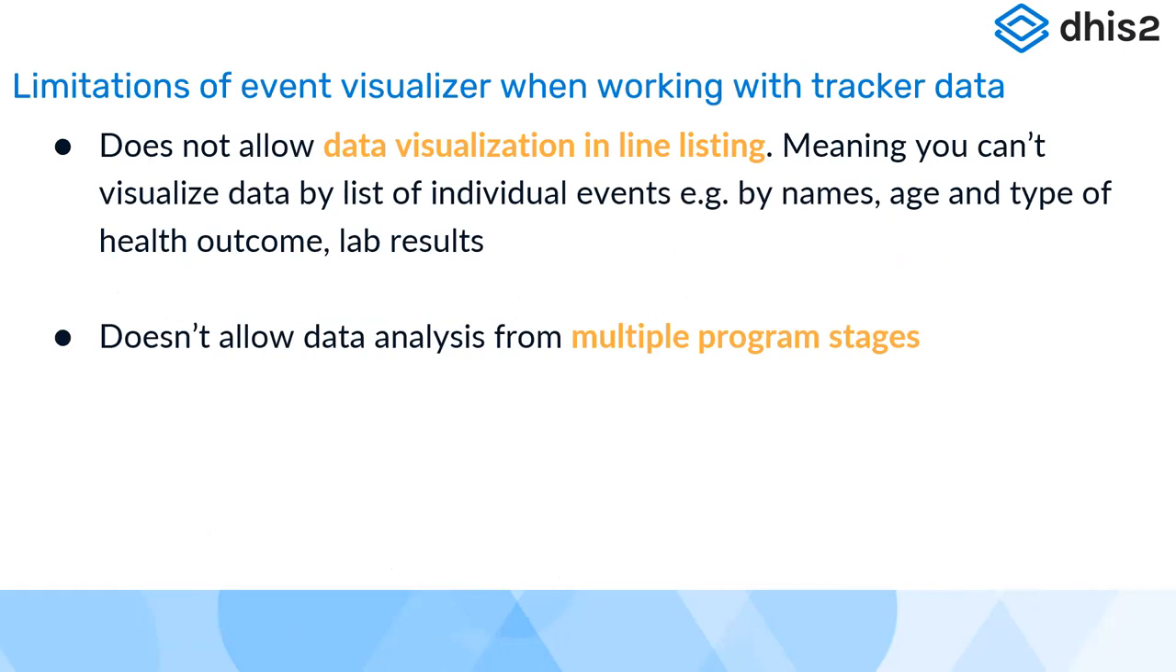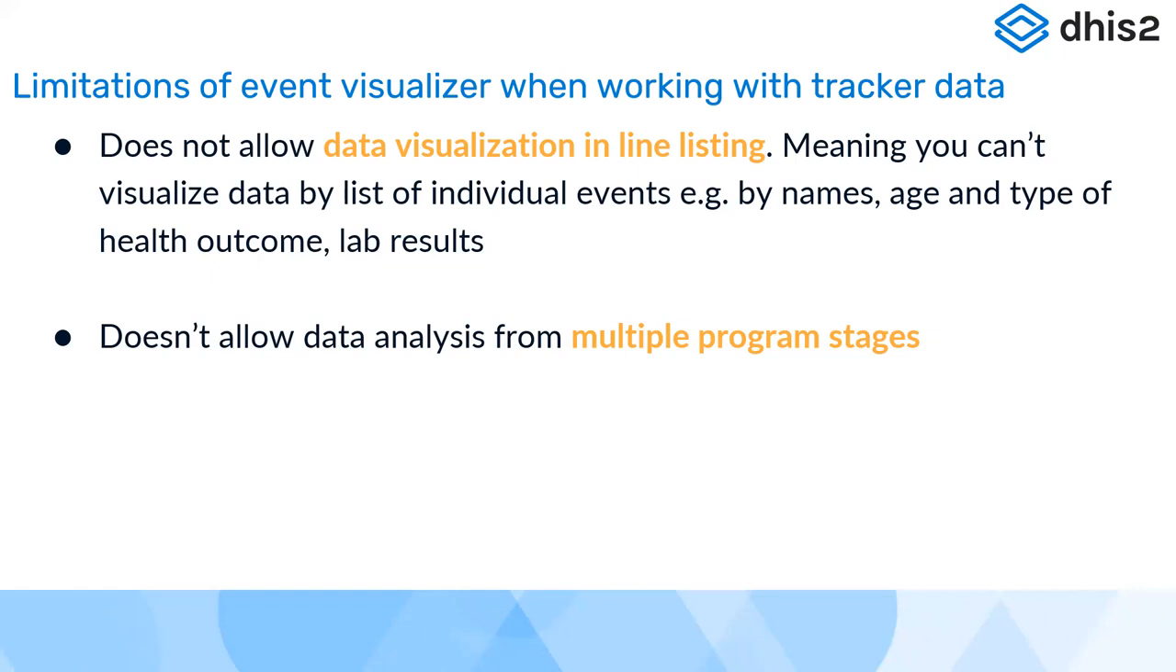However, there are a few limitations in the Event Visualizer application when working with tracker data. The first thing is that it does not allow visualization in line listing, meaning you cannot visualize data by a list of individual events. For example, by names, age, type of health outcome, laboratory result, price, a list you can't develop using the Event Visualizer. And also it doesn't allow data analysis from multiple program stages. So this we have to keep in mind when we are using the Event Visualizer.